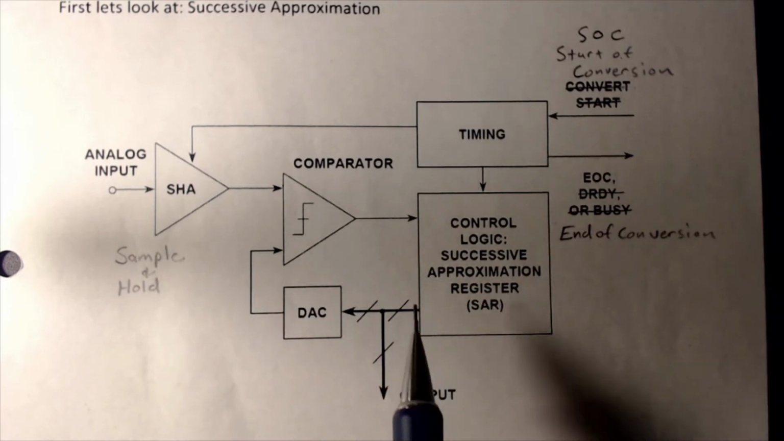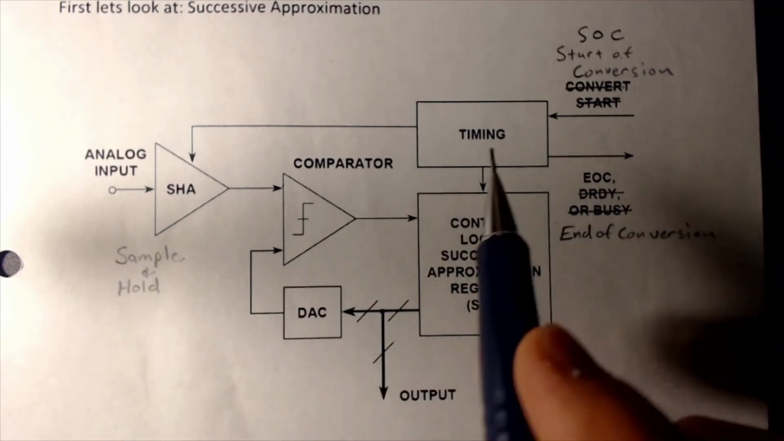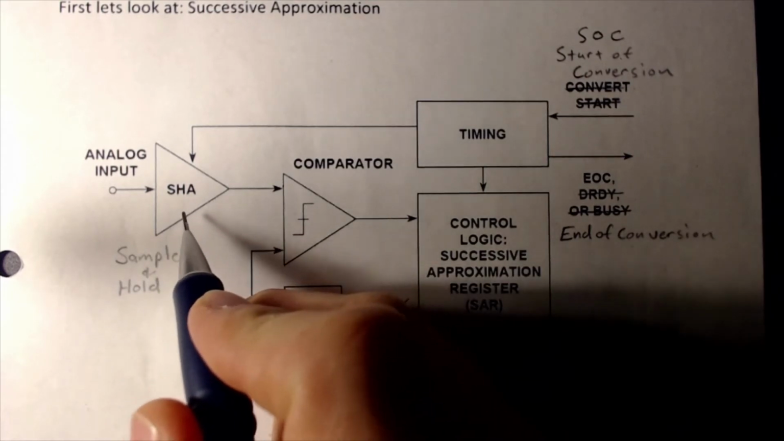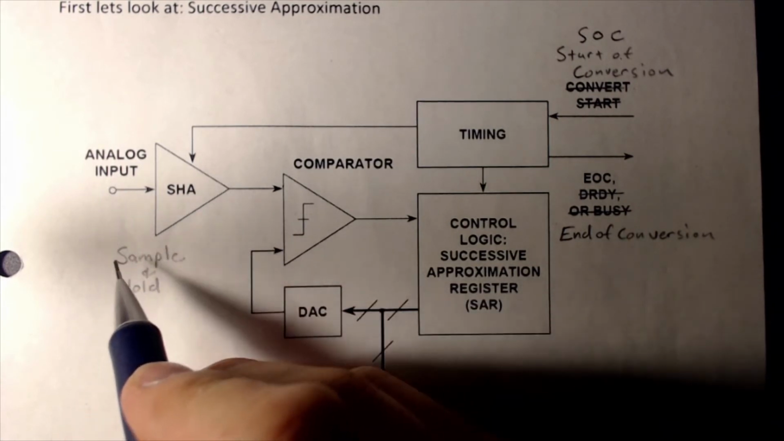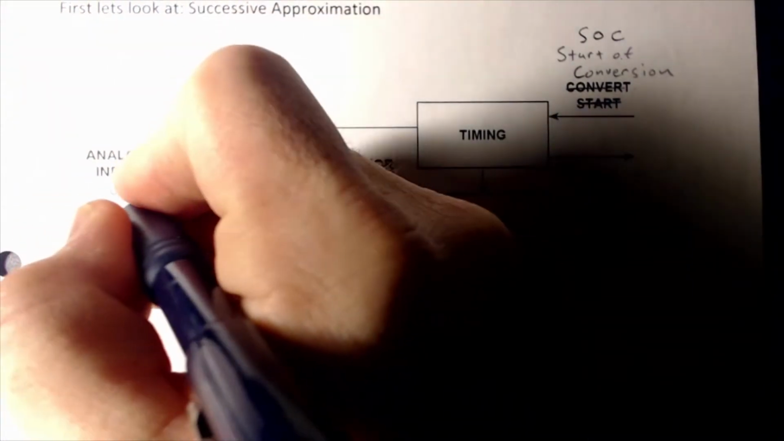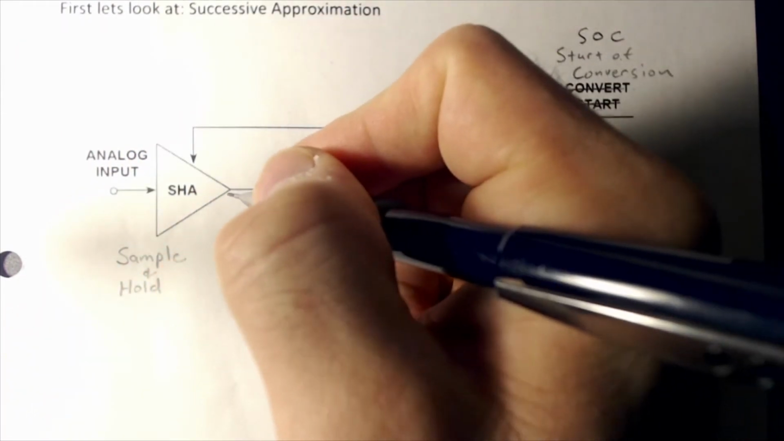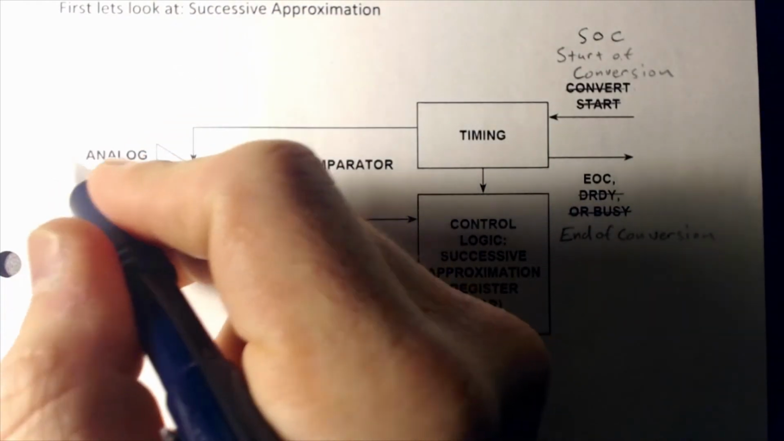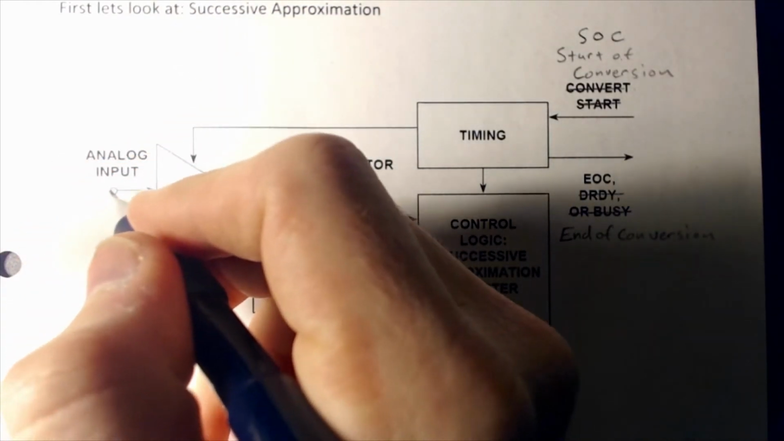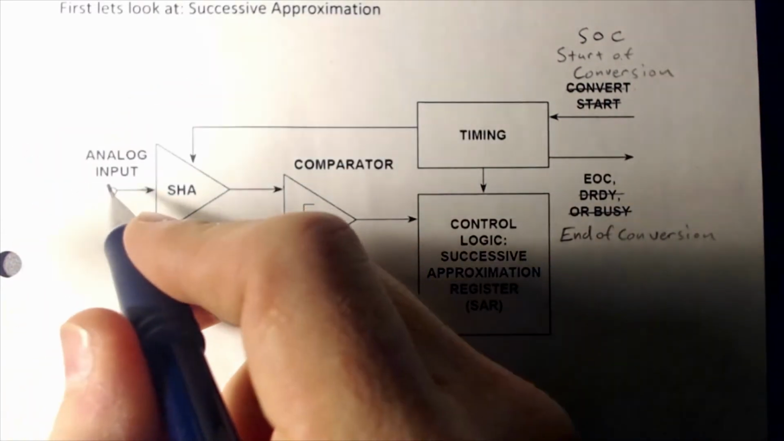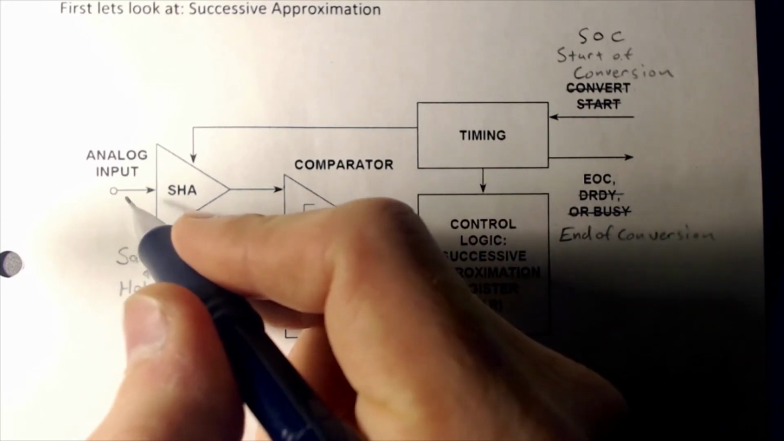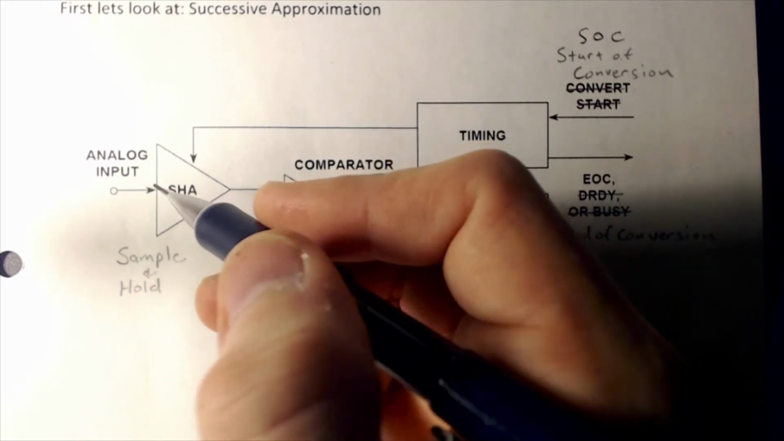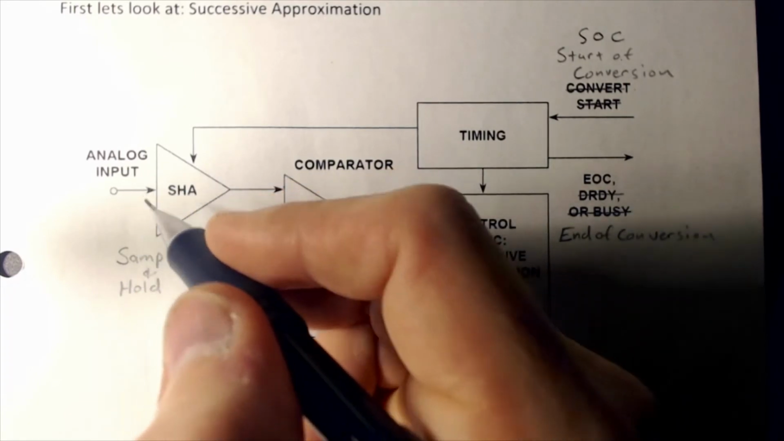So let's briefly go over each one of these blocks. The first one that we have is a sample and hold. The only job of this sample and hold is to take whatever the analog input is and hold it, so that if our analog input changes, which it would with respect to time, we don't want that changing to occur. We just want to take a snapshot of what that analog voltage is at that point in time.